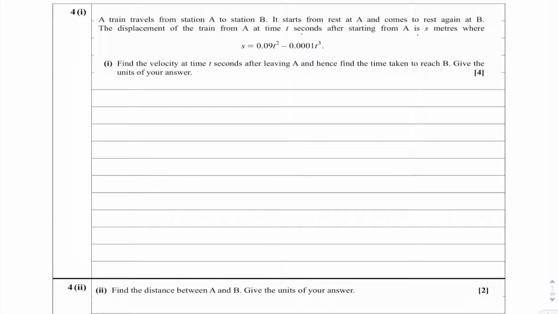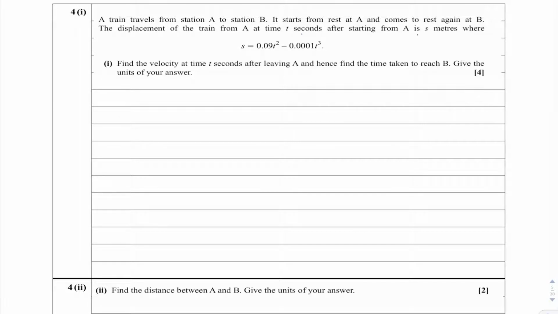Question 4.1. A train travels from station A to station B. It starts from rest at A and comes to rest again at B. The displacement of the train from A at time t seconds after starting from A is s meters, where s is equal to 0.09 t squared minus 0.0001 t cubed. Find the velocity at time t seconds after leaving A, and hence find the time taken to reach B. Give the units of your answer.